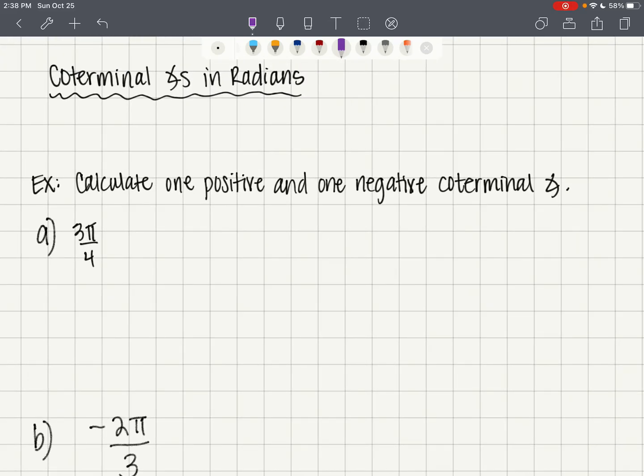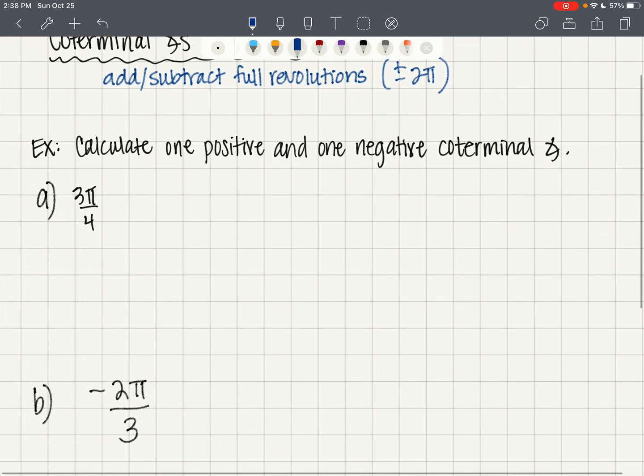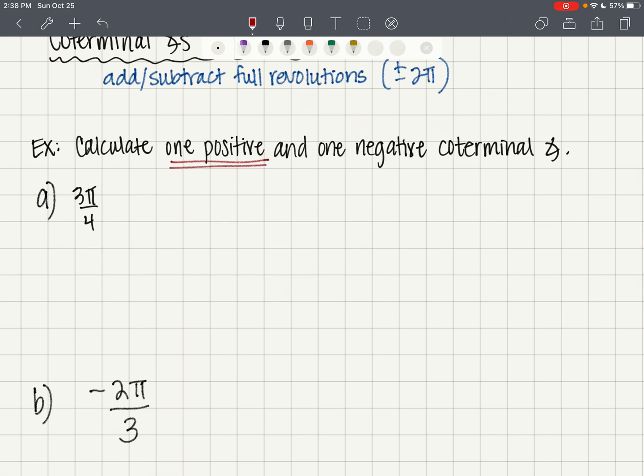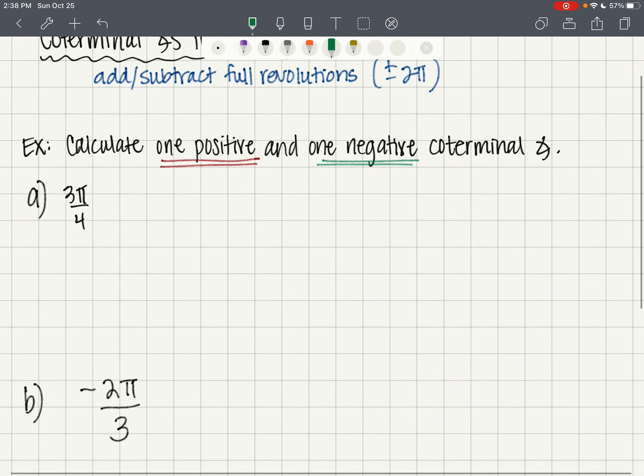Okay, coterminal angles in radians. When we want to find coterminal angles in radians, we add or subtract full revolutions, just like we did with degrees. But this time, a full revolution is no longer 360 degrees. When we're talking about radians, we're talking about 2 pi. So we're going to add 2 pi, subtract 2 pi. Okay, let's get started. We're going to calculate one positive and one negative coterminal angle for 3 pi over 4.